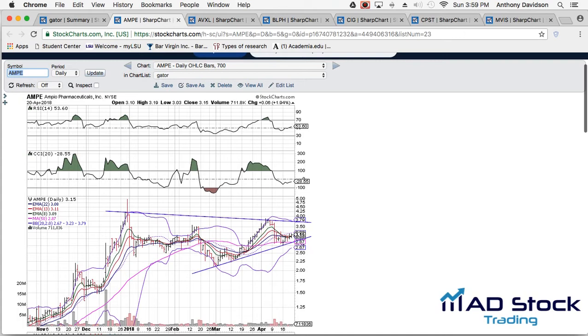The CCI is over the 50 line and going up. It's at 53.6, as you can see. And the RSI is trending up as well. So that takes us down to looking at the chart.